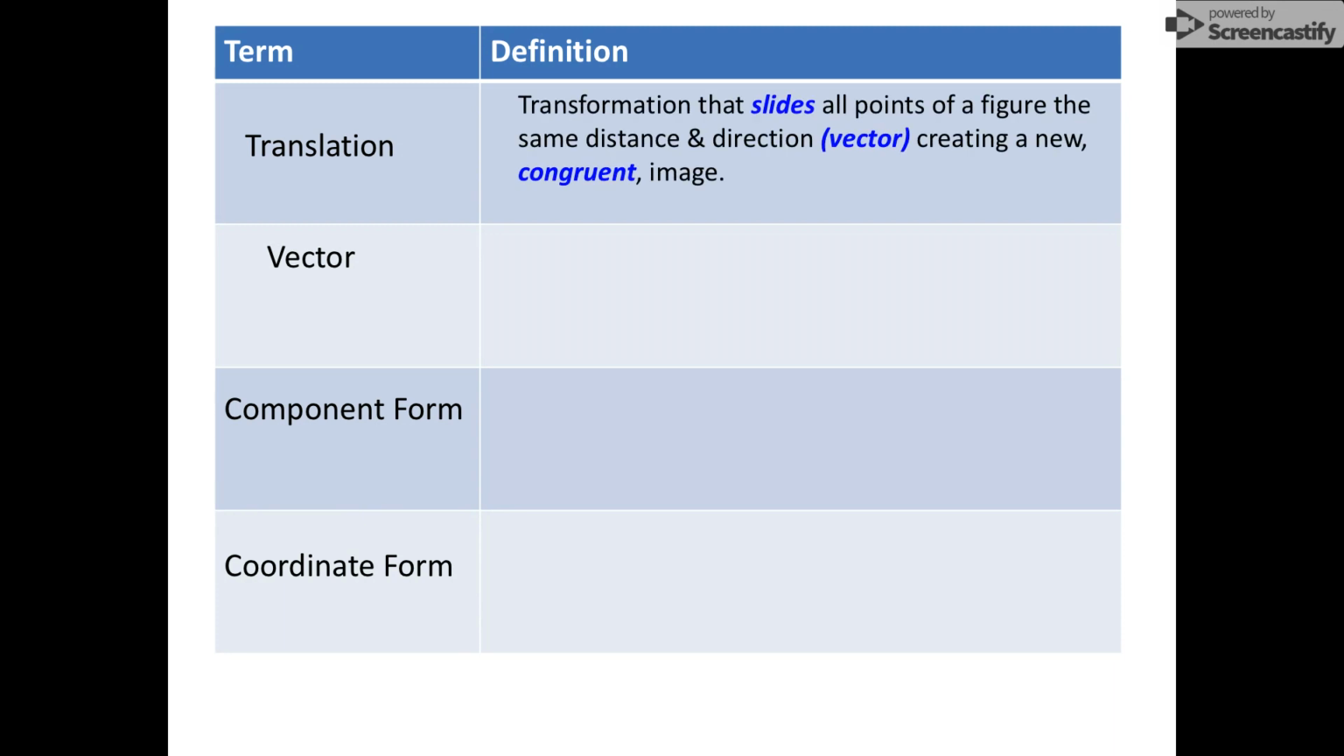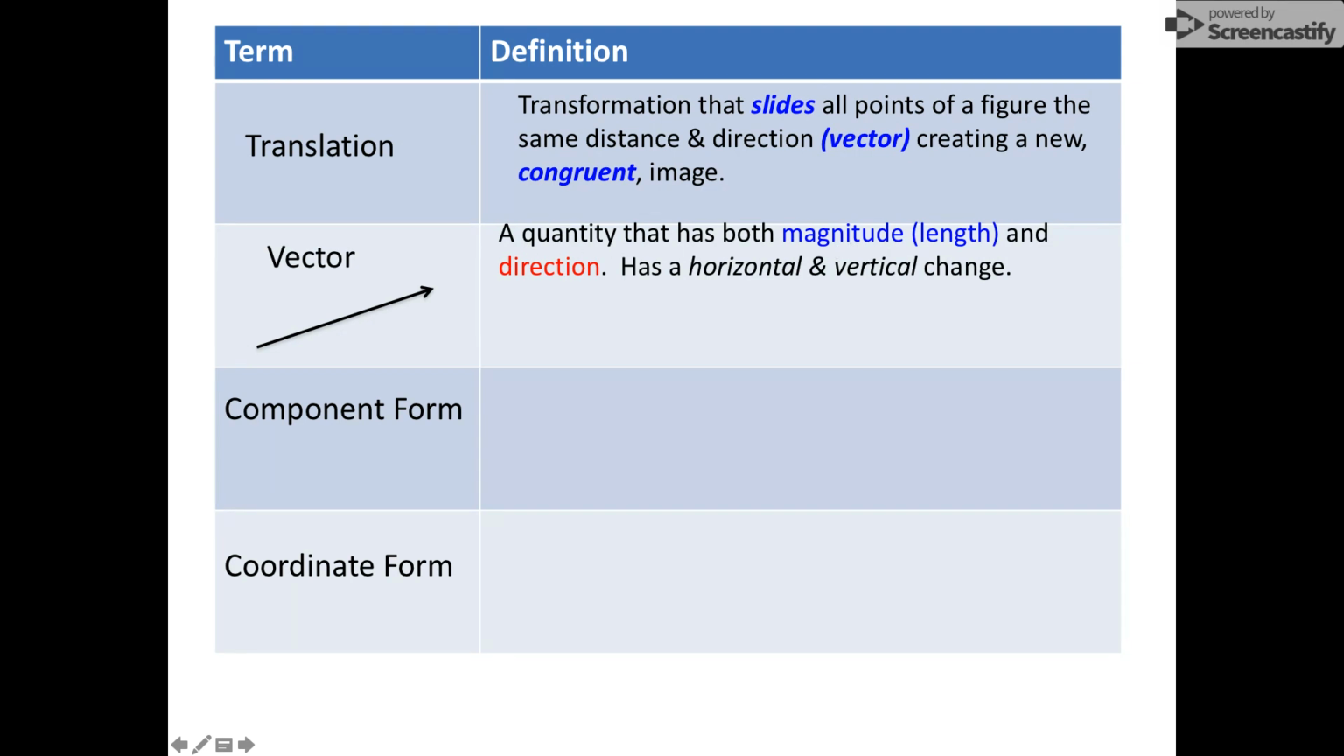A translation is a transformation that slides all points of a figure the same distance and direction, creating a new congruent image. A vector, up here, distance and direction, talks about vector. So a vector is this, and it looks like an arrow, right? And a vector is a quantity that has both magnitude, which is length, and direction. It has a horizontal and vertical change, kind of like a slope.